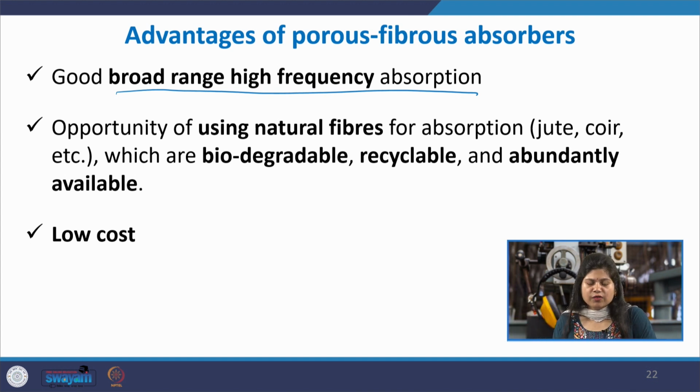Then we also have the opportunity of using natural fibers such as jute, coir, etc., which are biodegradable, recyclable and abundantly available materials. When you use these, you can create sound absorbing materials which are biodegradable in nature, recyclable, environmentally friendly, and also very abundantly available in nature, and that is why they are very low cost as well.